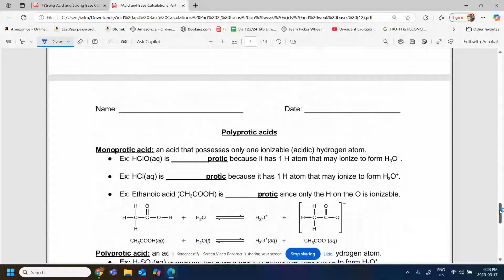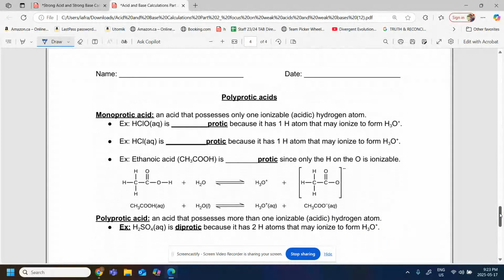In this video, we're going to take a look at the concept of polyprotic acids. Many of the acids that we've studied are monoprotic, mono meaning one, protic meaning proton. Essentially, it's an acid that is able to ionize and donate one hydrogen specifically. So HClO is a monoprotic acid because it only has one H atom or ion to donate.